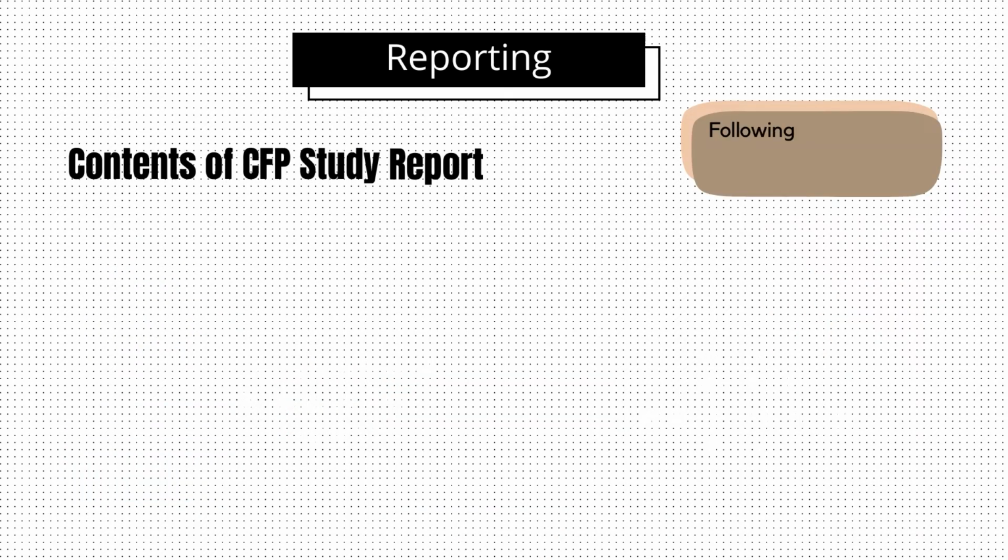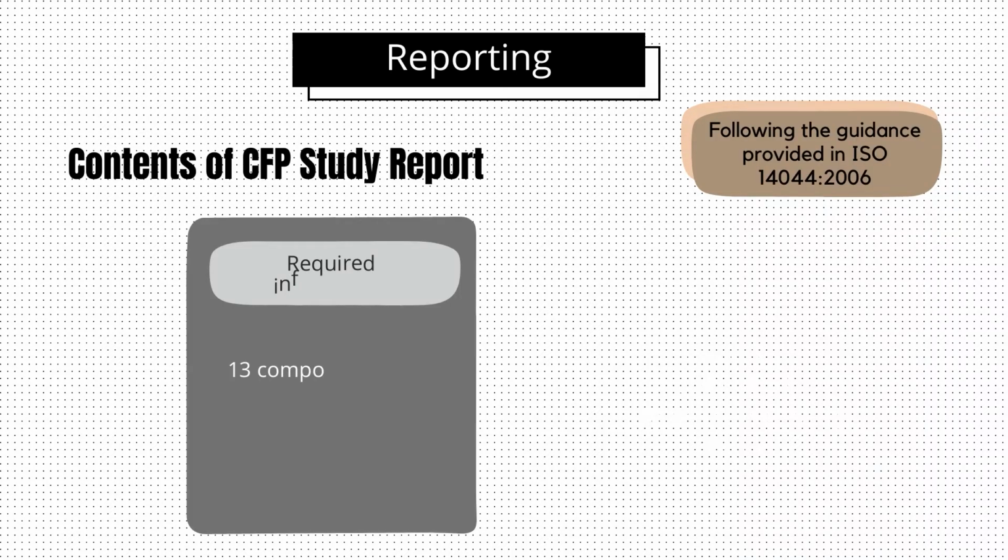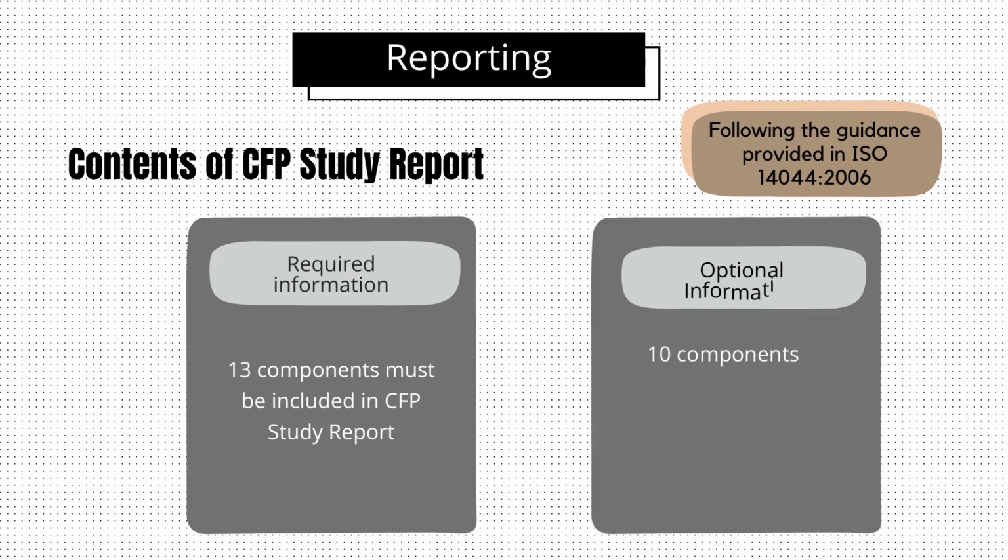For the contents of the CFP study report, all the information follows the guidance in ISO 14044:2006. For required information, there are 13 components that must be included in the CFP study report. While for optional information, there are 10 components that are optional to be included in the CFP study report.